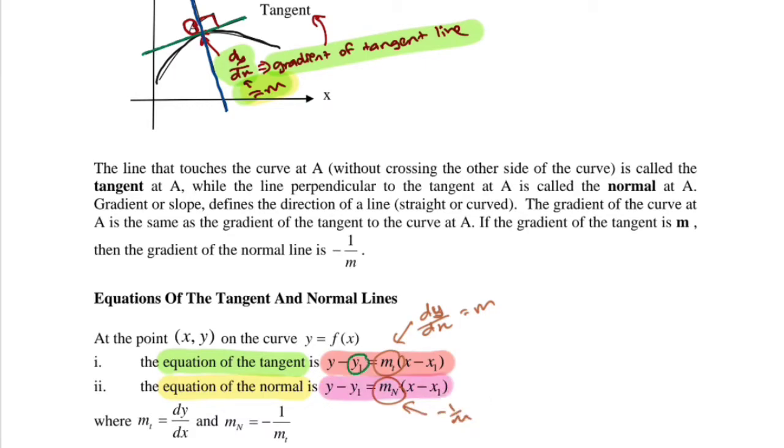Okay, can you memorize these formulas? What is this y1 and what is x1? They are the coordinates of the point A.